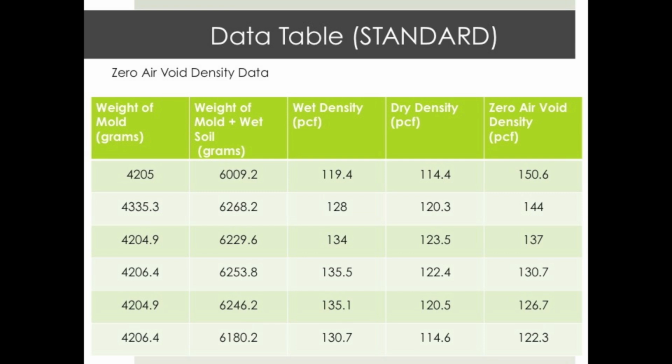Finally, the zero air voids line can be calculated based on the specific gravity of the soil. The zero air voids line will be plotted on the Proctor curve. This is a theoretical line that displays the soil's dry density if the soil had no air voids.